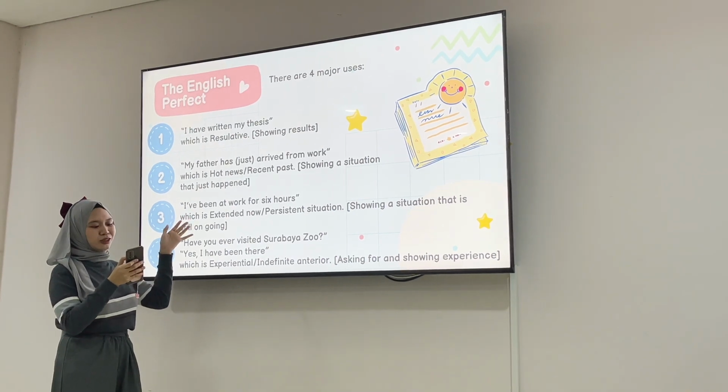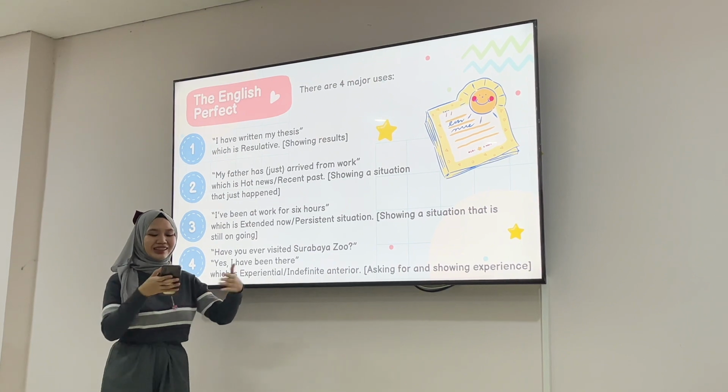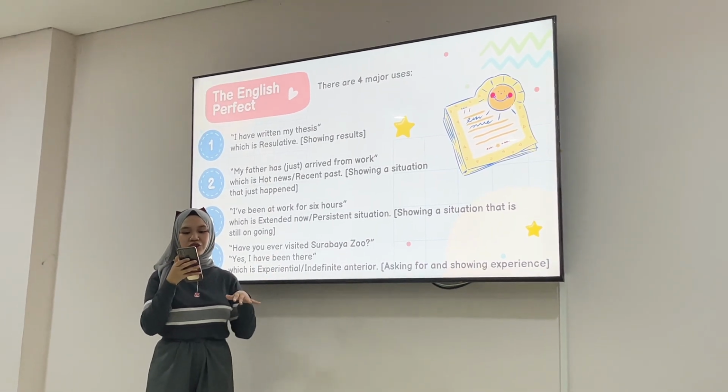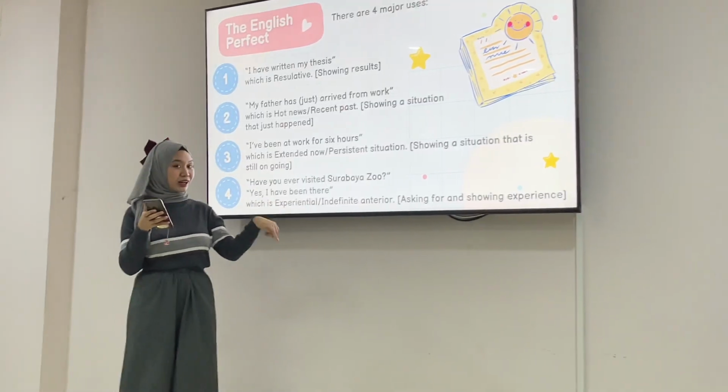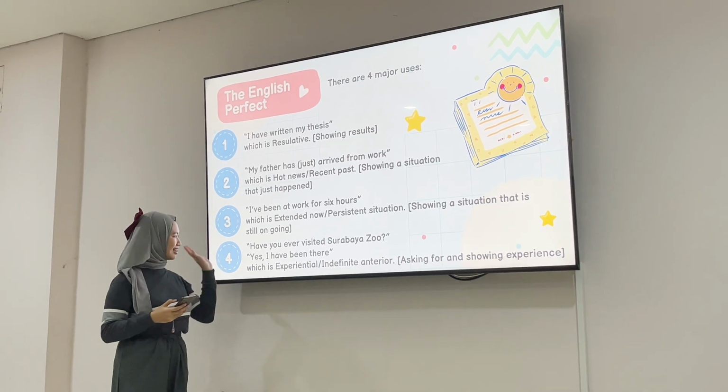In this sentence, it is basically saying I started work 6 hours ago, and as you can see, I'm still here. So mission unaccomplished. It's called persistent situation or extended now because right now they're still at work, which is very sad.